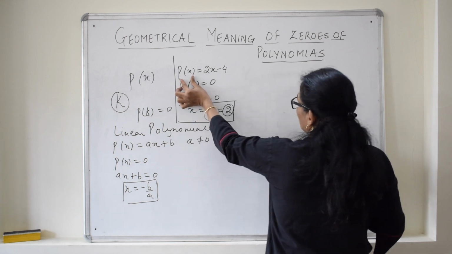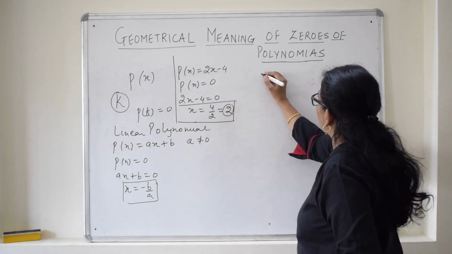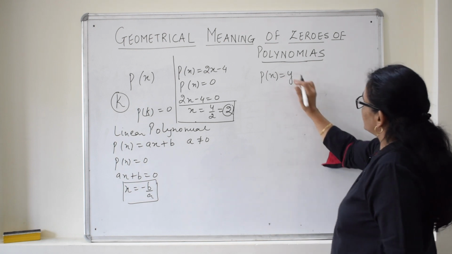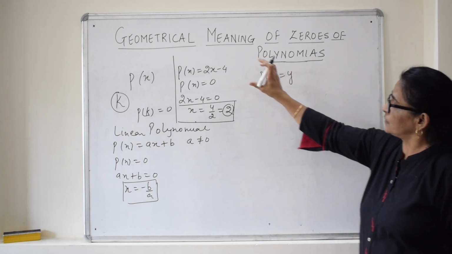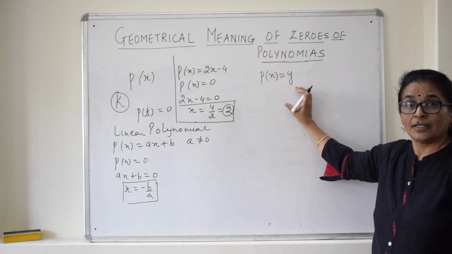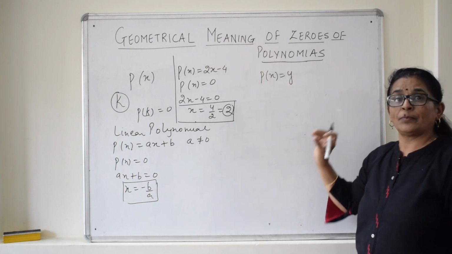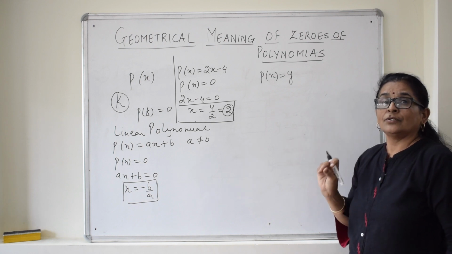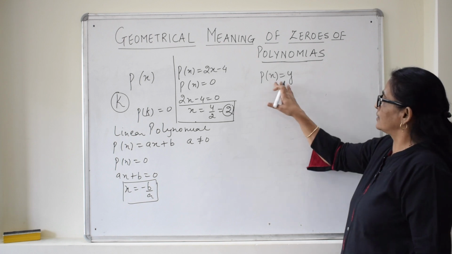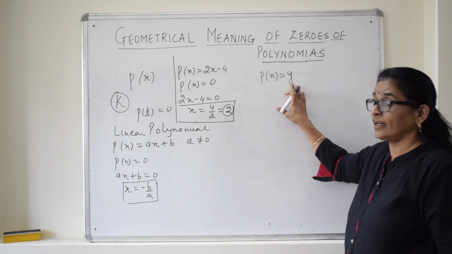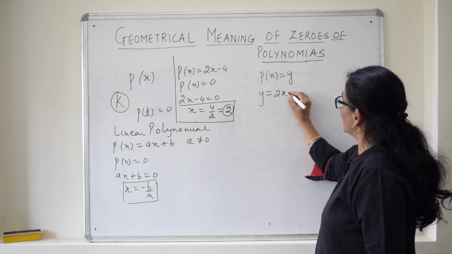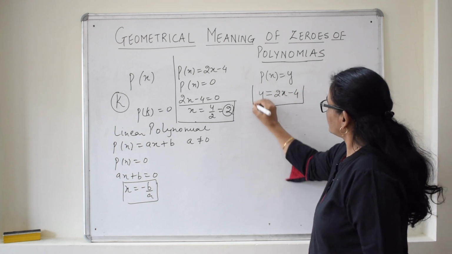Then this p of x we will replace by y. Why are we doing this? Since we have to represent this polynomial geometrically. Geometrically means in the Cartesian system. So if you want to represent any point in the Cartesian system, you should have an x coordinate and a y coordinate. Because of that, we are taking this p of x as y. So now the situation is y is equal to 2x minus 4.